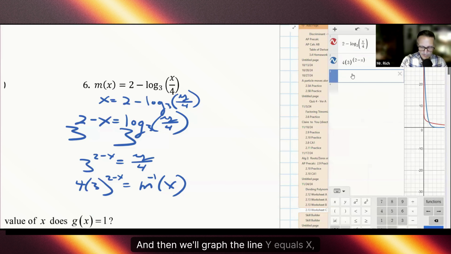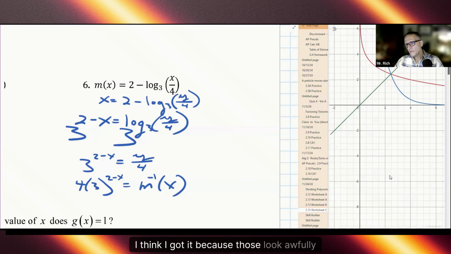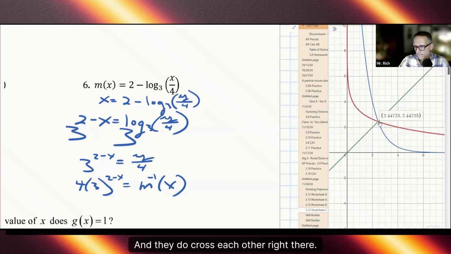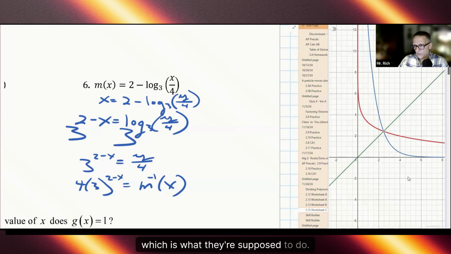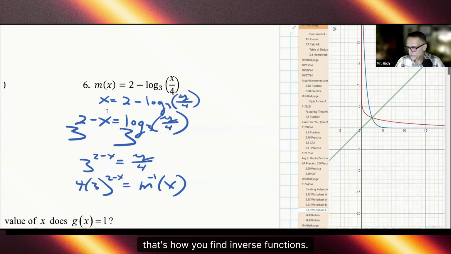And then we'll graph the line y equals x. See what we get. Well, I think I got it because those look awfully symmetric across the line y equals x. And they do cross each other right there. They cross on the y equals x line, which is what they're supposed to do. So there you go. Anyways, that's how you find inverse functions.